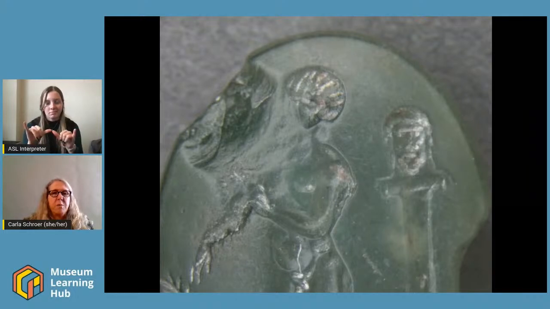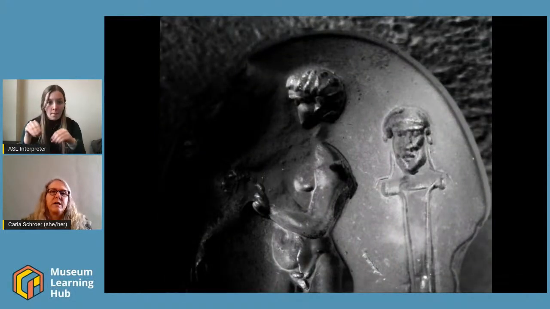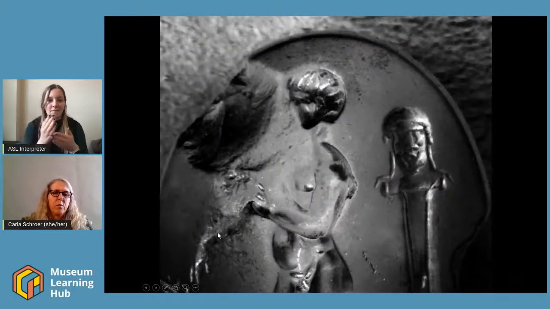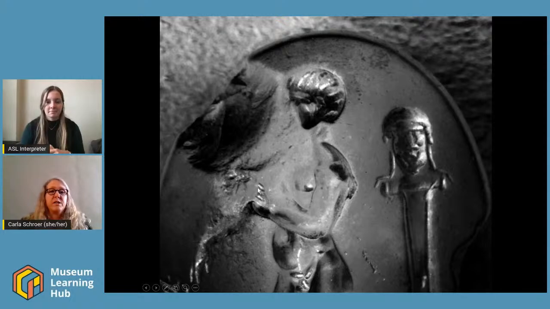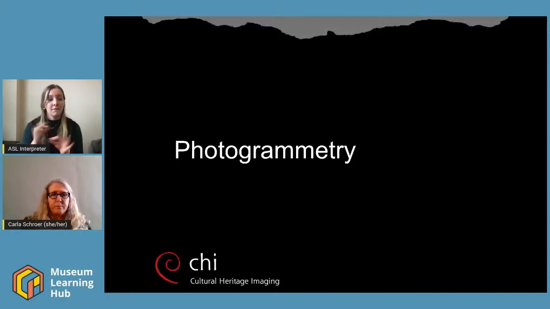And here are some images from the RTI. You can see as we move the light, we're bringing out different details like the sculptural elements in the hair, and here where we're bringing out details in the hand. So this is a great technique that can help you if you're trying to analyze a surface, or show fine surface details. Conservators use this quite a bit. The software is free. It's available from our website along with instructional videos and so forth.